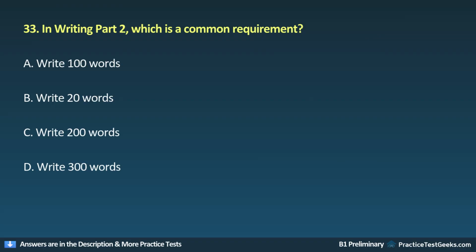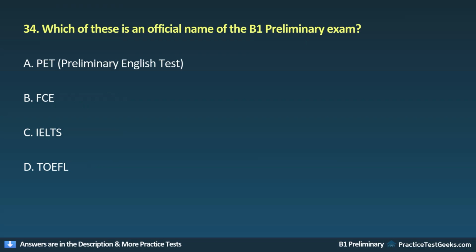33. In writing Part 2, which is a common requirement? A. Write 100 words. B. Write 20 words. C. Write 200 words. D. Write 300 words.